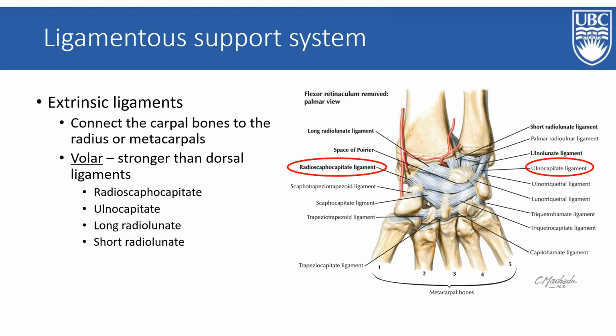Together, the radioscaphocapitate and ulnocapitate ligaments form the distal border of the space of Poirier. The space of Poirier is a weak spot devoid of stabilizing ligaments, where the lunate can sublux or dislocate, resulting in perilunate injury. Another important ligament is the short radial lunate, which is a stout and vertical ligament.